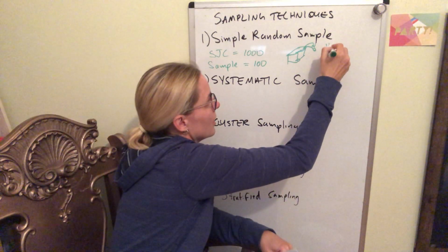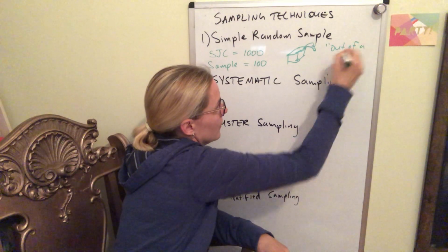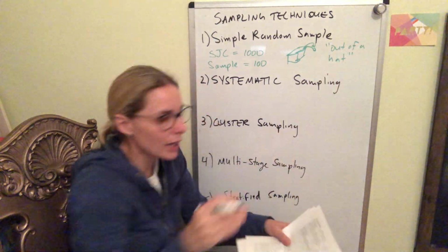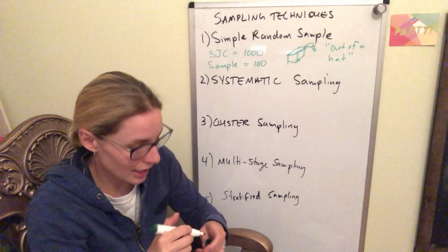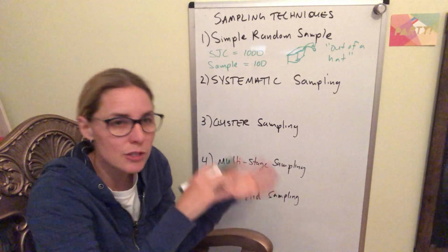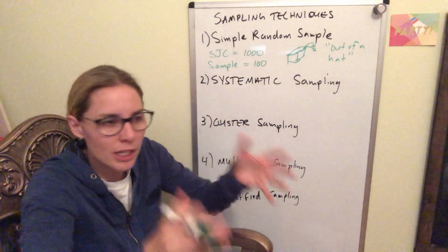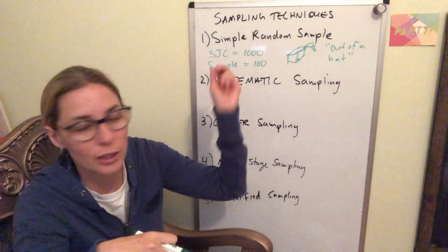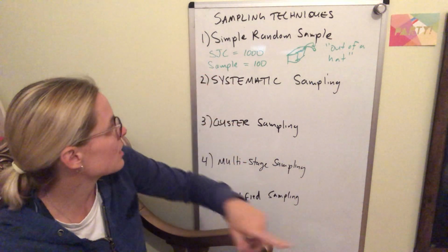This is what we call the out of a hat method. It's completely random in the simplest way. You are not leaning towards more grade 9s, you're not leaning towards more grade 12s. You are shaking up the box full of 1,000 names and you're pulling one out at a time. That's what a simple random sample is.